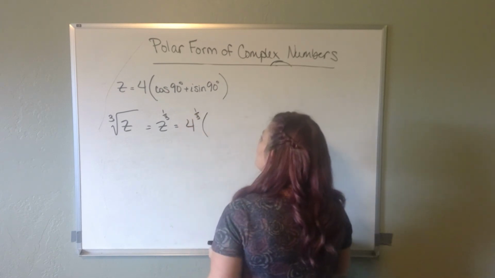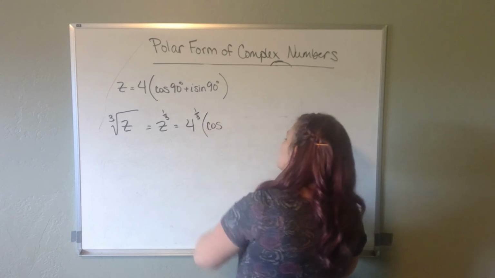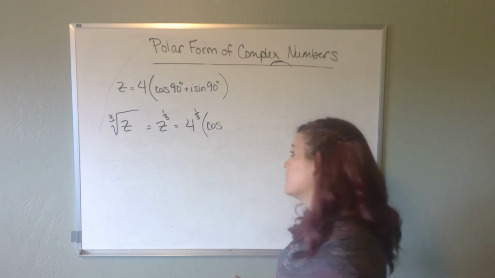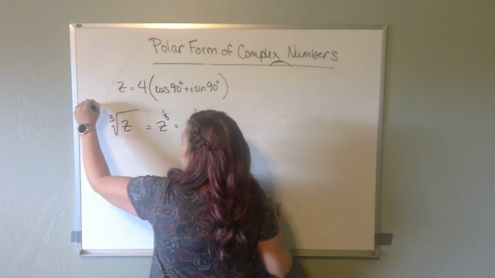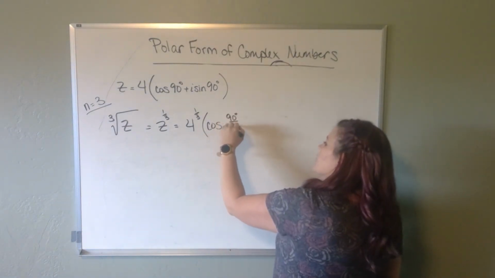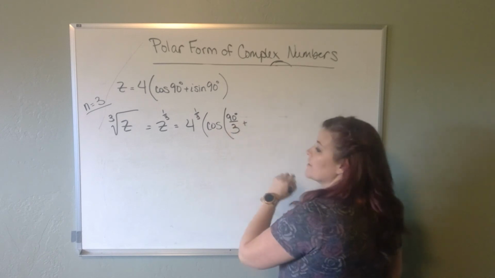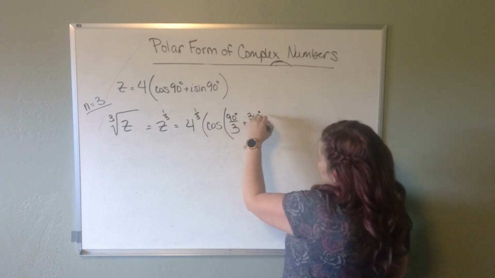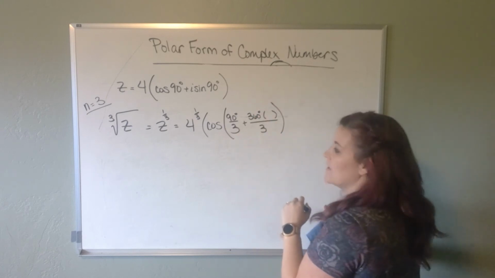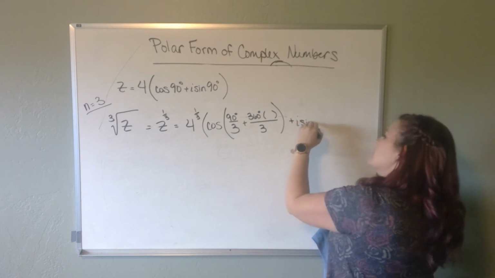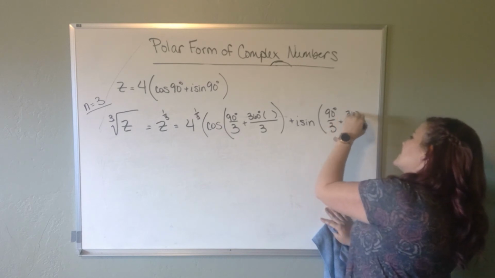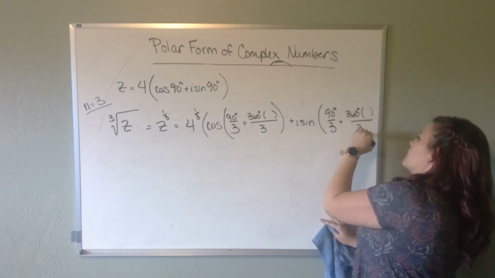Then in here, I have the cosine of, let's remember, first it's theta over n. Remember, our n is 3. Let me note that here. n equals 3. So theta is 90, so I have 90 over 3. Remember, that's not all though. Plus 360 degrees times k over 3. I'm going to fill in that k in a minute. Plus i sine, again, theta over 3, plus 360 degrees k over 3.